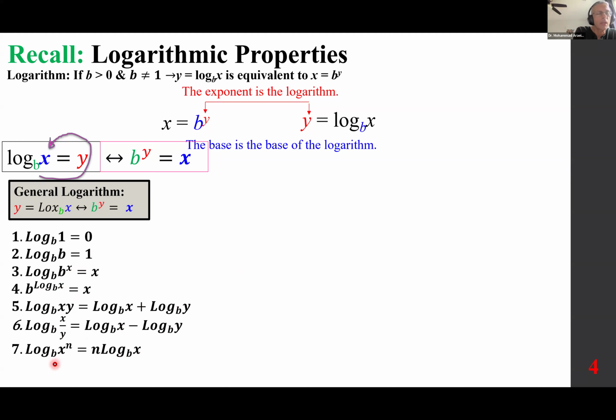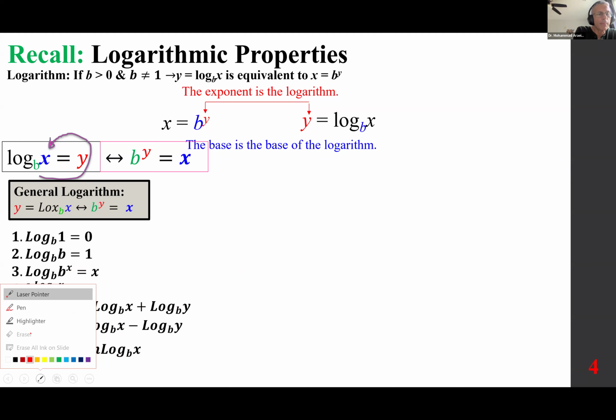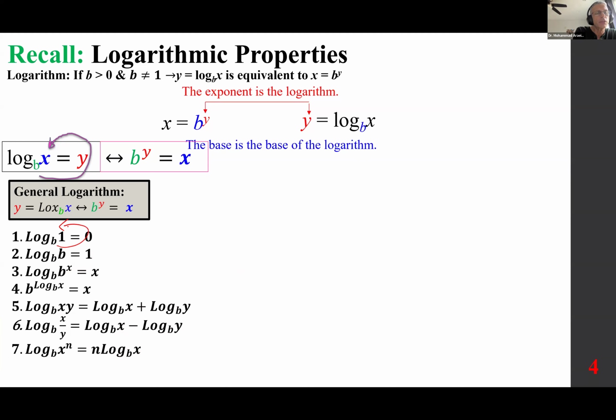What are those? First and foremost, just follow this arrow, b to the power of 0 is 1, b to the power of 1 is b, and so forth. Then these two are referring to the fact that logarithmic functions and exponential functions are inverses of each other, inverse functions. This is called the product rule. This is called the quotient rule. This is called the power rule.